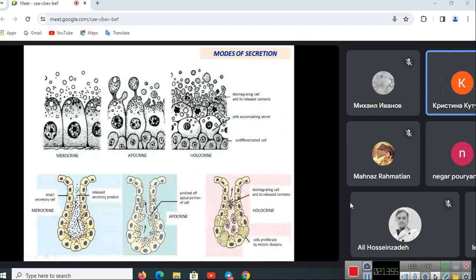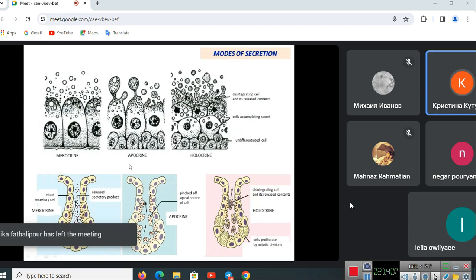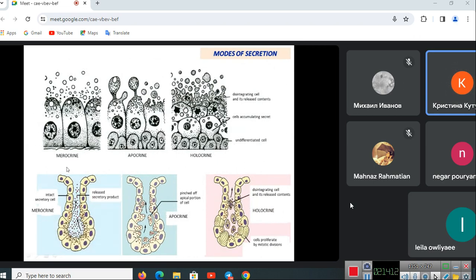Now, classification of glands according to modes of secretion, of how the cell releases its secretory vesicles. And we have merocrine, apocrine, and holocrine glands. What does it mean? Merocrine glands release their secretory vesicles via just ordinary exocytosis. It means that a secretory vesicle membrane fuses with the cell membrane and the content goes outside.